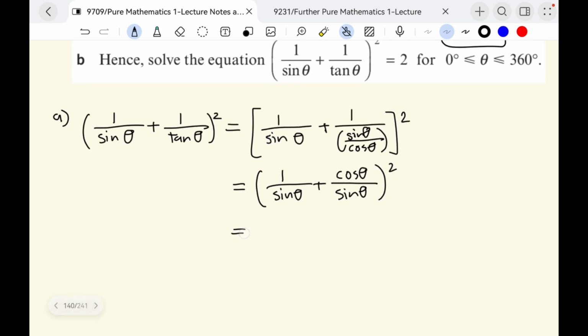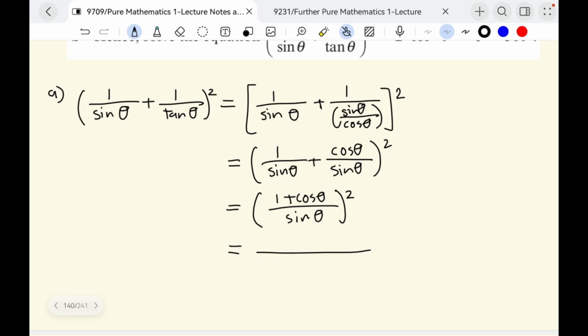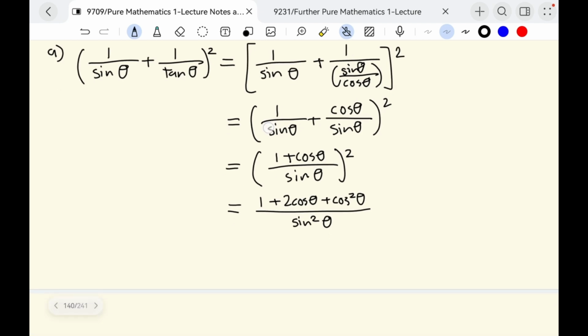Alright? And then combine this together since both terms have the same denominator, the denominator in common. So which is 1 plus cos theta over sine theta. Voila. Okay, that's easy for you to expand conveniently. So to expand, the expression for the numerator is 1 plus 2 cos theta plus cos square theta. What about for the sine square? It is sine square theta. Okay.